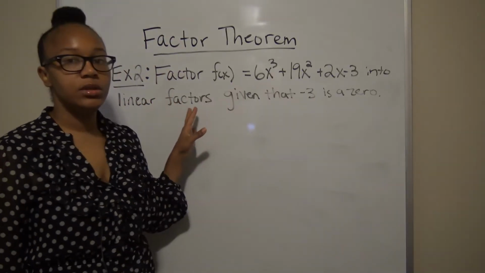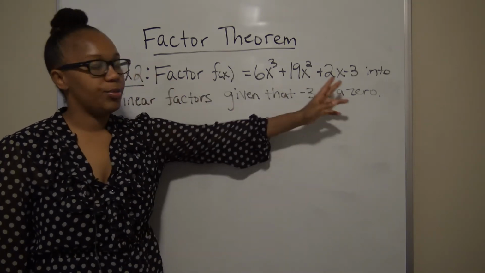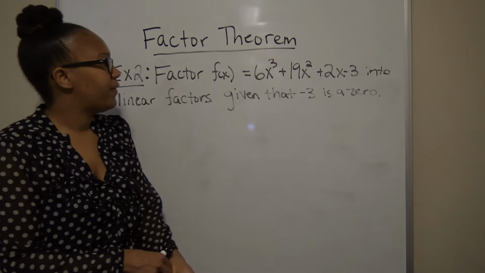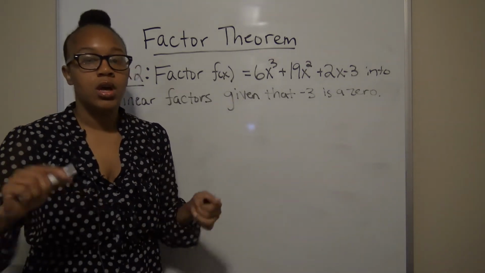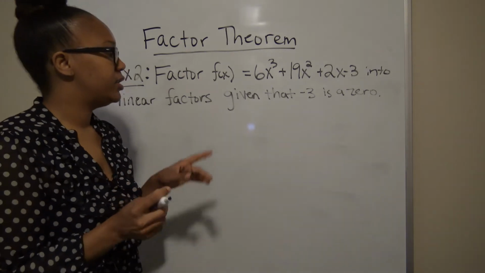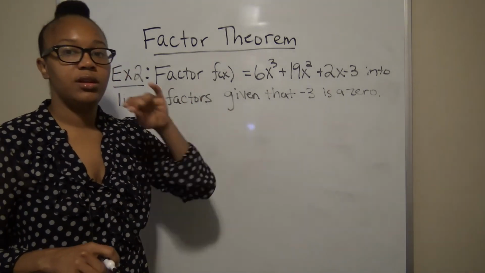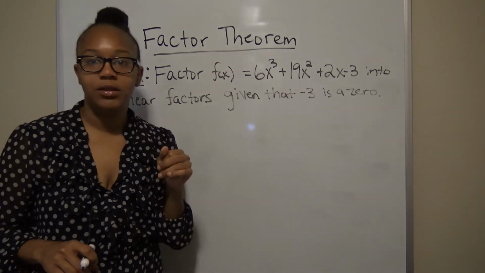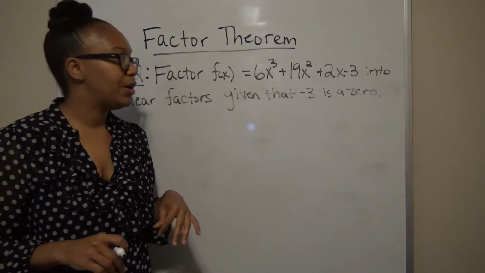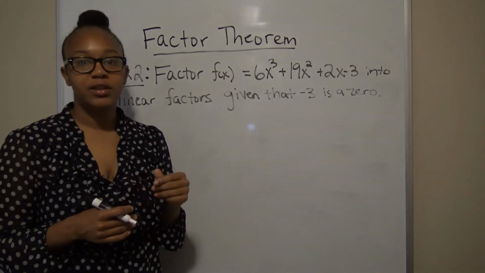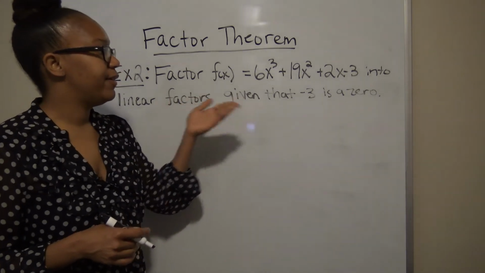Okay, for example 2, we want to factor this polynomial 6x to the third plus 19x squared plus 2x minus 3 into linear factors, given that -3 is a 0. Since -3 is a 0, when I do synthetic division, I know by the factor theorem the remainder is going to be 0, or I know that f of -3 is going to be 0. But also when I do synthetic division, it will allow me to know what the other factor is.